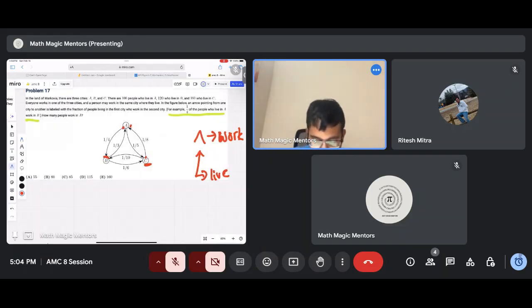It says, how many people work in A, right? In order to answer this question, we'll have to think about this for a second. Do you guys have any ideas on how we could possibly approach this problem? There's a couple of ways we could go about this. Any ideas on what to do?